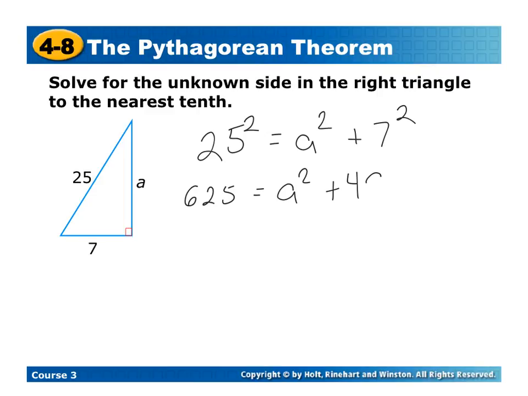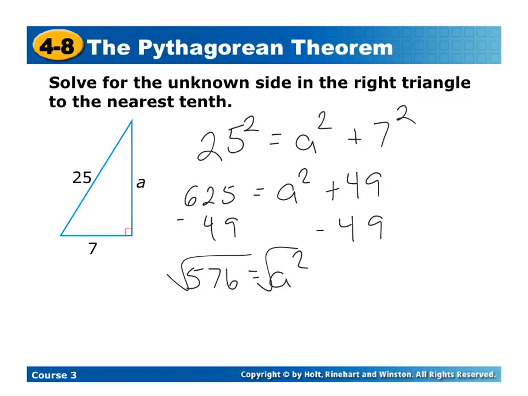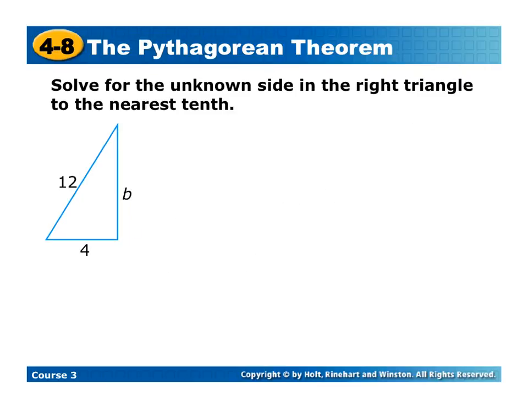So once again, I'm working backwards. I'm going to go ahead and subtract 49 from that. And I get 576 is equal to a to the second power. I'm going to go ahead and do the square root of that. And once again, I get 24 is equal to a. Alright, so here's another one for you to try out. Pause the video and then check your work when you're done.